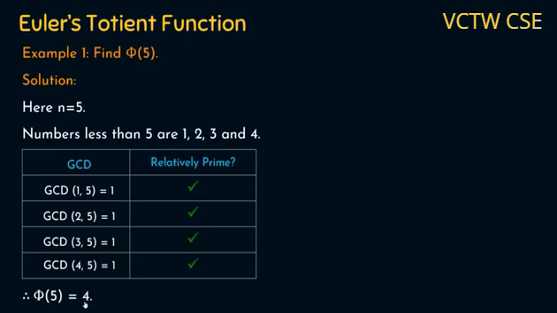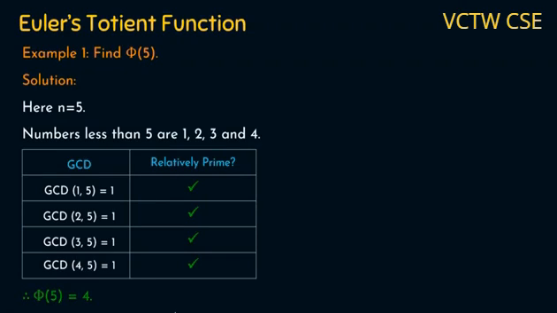It means there are 4 numbers. What are these numbers? 1, 2, 3 and 4. All these 4 numbers are lesser than n, right? Yes, they are less than 5 and they are relatively prime to 5. So the answer for this question is phi of 5 is equal to 4.